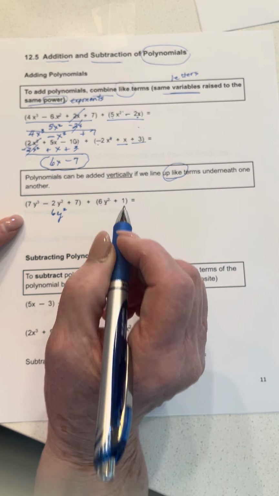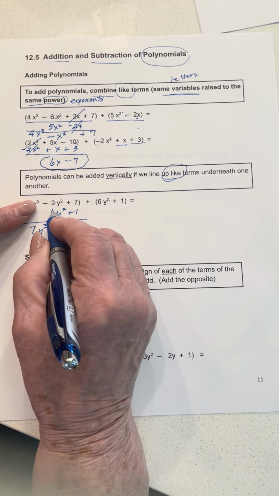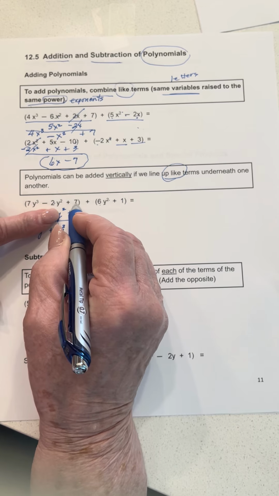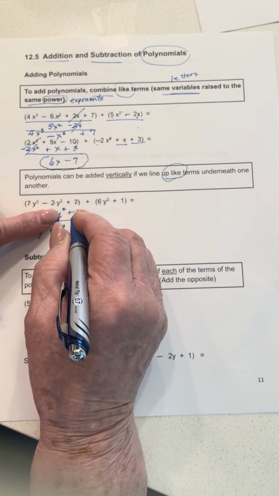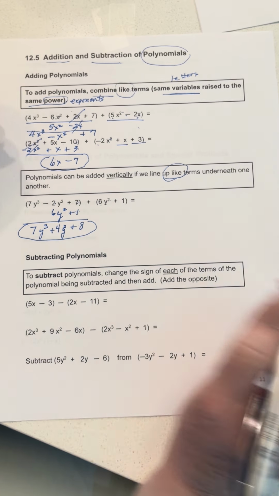And then we have a plus 1. So we have 7y cubed. And we have 2 negative, 6 positive. It looks like 4 more positive y squares. And then we have 7 plus 1, which would be 8. So here's our answer. It's pretty simple.